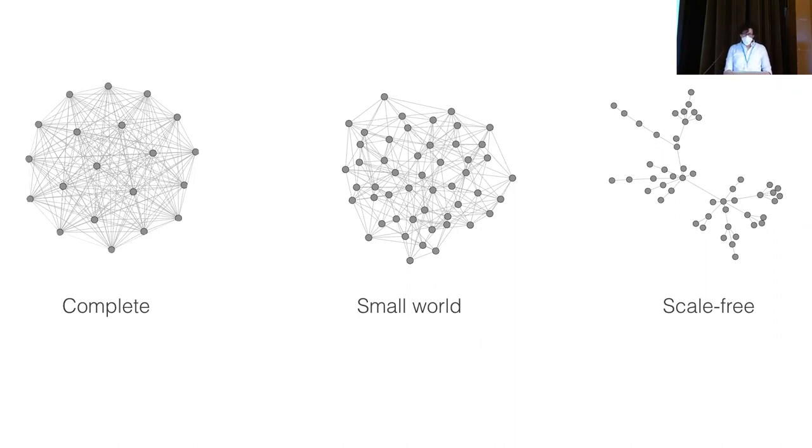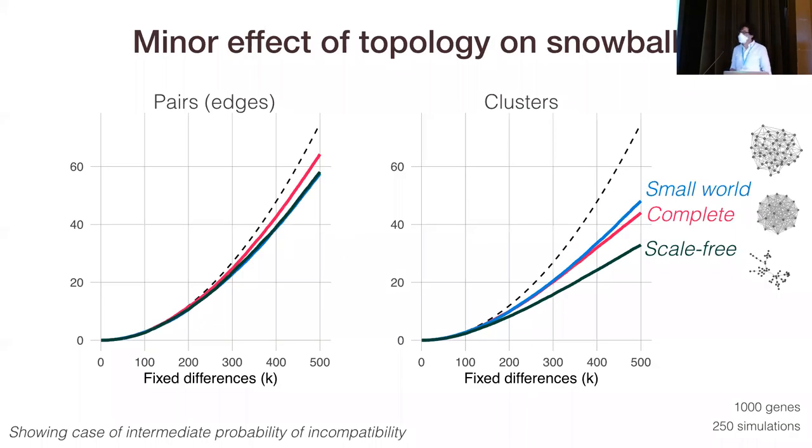All right, here's how the snowball changes by topology. I have here the title saying it's a minor effect, but I think that's underselling it. The edges definitely do not show a very strong effect. I expected that in a way, because an edge is an edge in any network, and so you're accumulating pairs at a quadratic rate, no big deal there. There are very few differences.